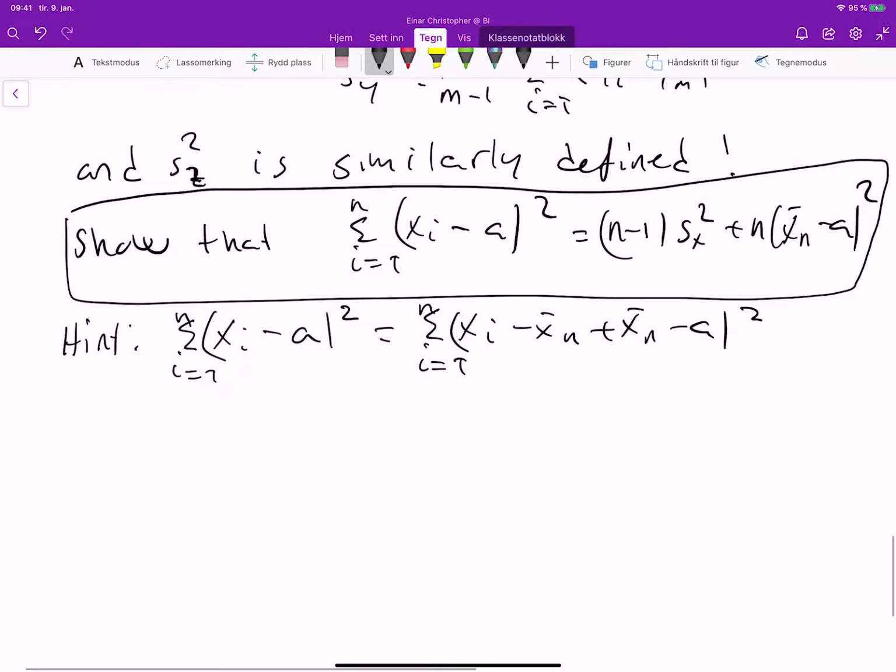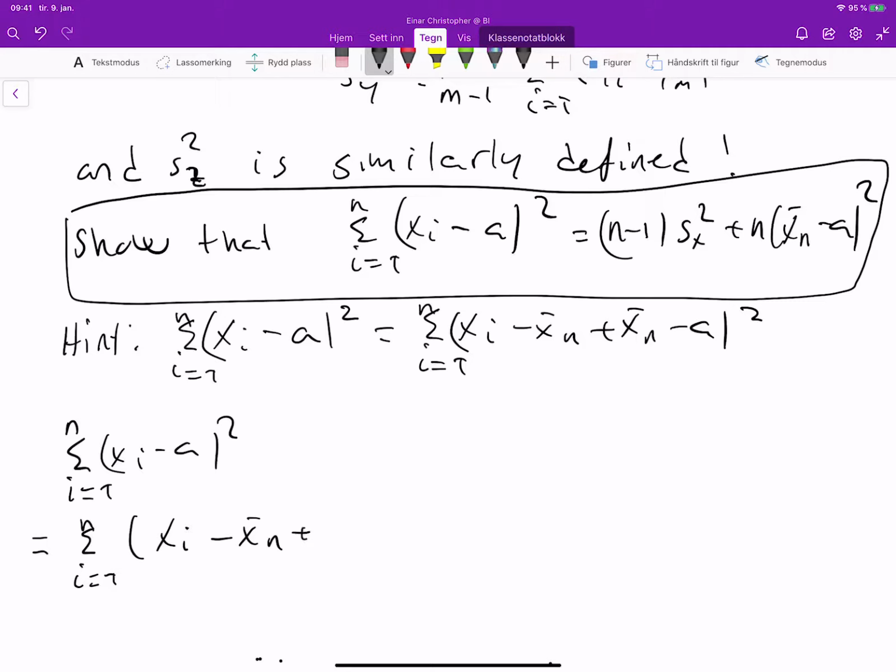So let's now do this. Now we're going to show what we are asked to do. So we start with the sum, i equal 1 to n, of (xi minus a) to the power of 2. Okay, and we use the hint. So we use that this is equal to the sum, i equal 1 to n, of (xi minus x bar n plus x bar n minus a) to the power of 2.